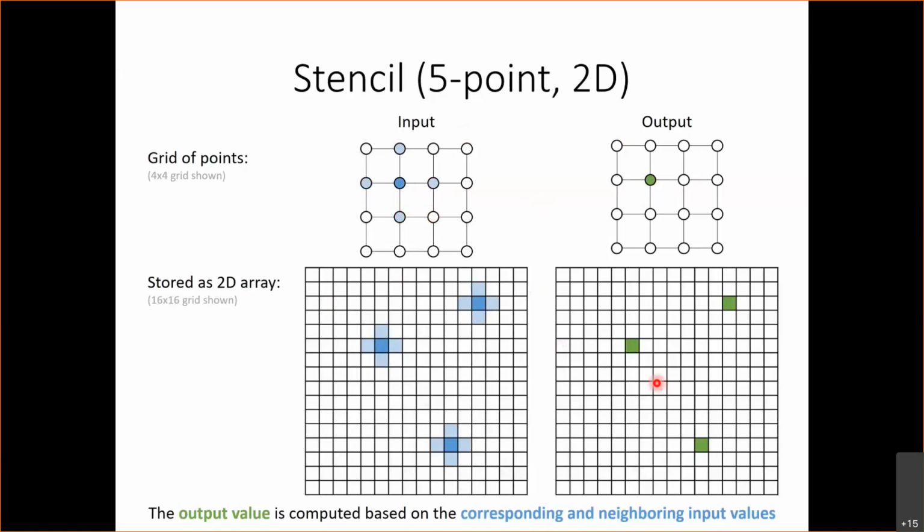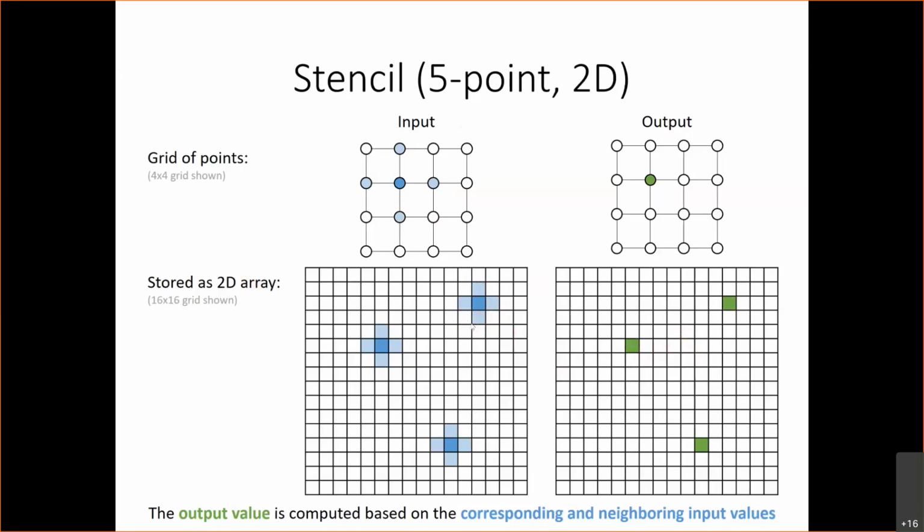This over here was an example of a 2D stencil, and we saw how with a 2D stencil, we typically store our grid points as a 2D array. So here you can see how for each of these output points, the result is going to be based on the input value of the corresponding input point and the grid points neighboring it.